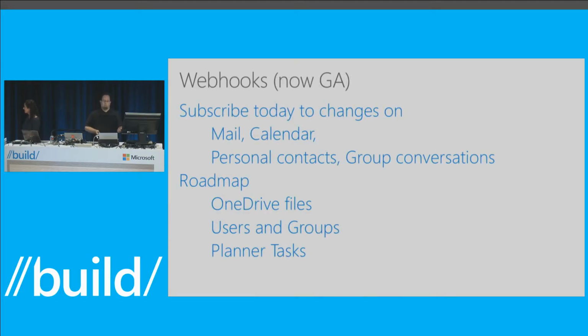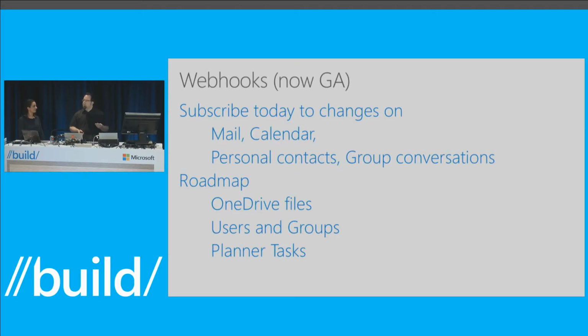So what's the data we've got today? The data we have today that we're announcing that is generally available and ready for production is the Outlook data set of mail, calendar, and personal contacts. And then the conversational canvas of group conversations, so the conversations with an O365 group are the first set.